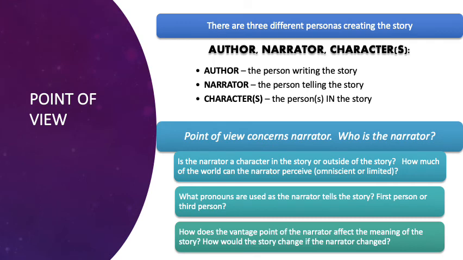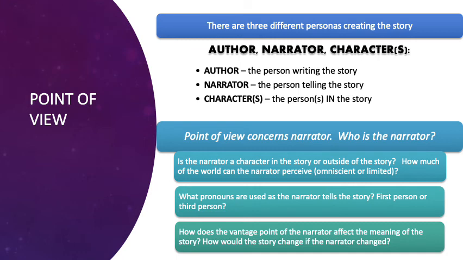And so to sum up, point of view. There are three persons in a story: author, narrator, and characters. The author writes the story, and the author is rarely seen in a story. They're just writing the story. It's the narrator and characters that we see. The narrator tells the story. The characters are in the story. They are whom the story is being told about.